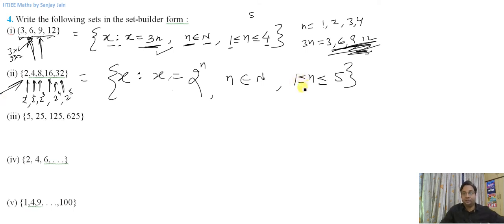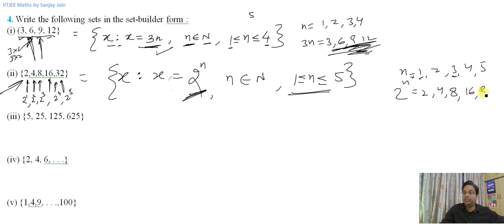Okay, so what are the values that n can take? n can take 1, 2, 3, 4 and 5, right? So what will be 2 raised to power n? 2 raised to power n will become 2 raised to power 1, 2, then 2 raised to power 2, 4, and then 2 raised to power 3, 8, then 16 and 32, which are the elements that are there in this set. So I hope you are comfortable with the idea of writing a set which is given in roster form in a set builder form.